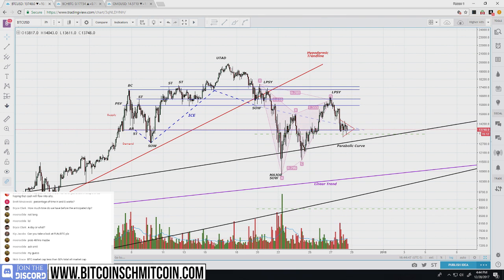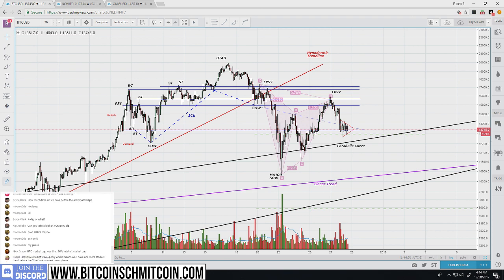Can you look at fun Bitcoin? No, we're going to keep looking here first. Bitcoin market cap less than 50% of total alt market cap. Okay, aren't we at Elliott wave? I don't know. I don't study Elliott wave stuff.